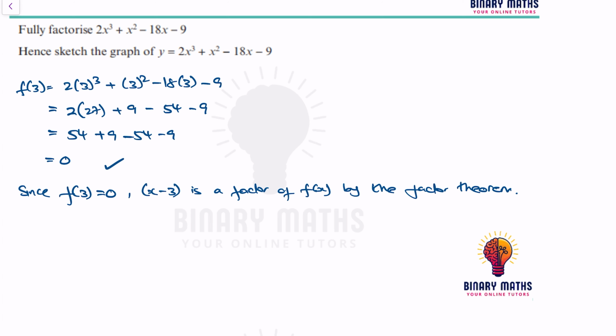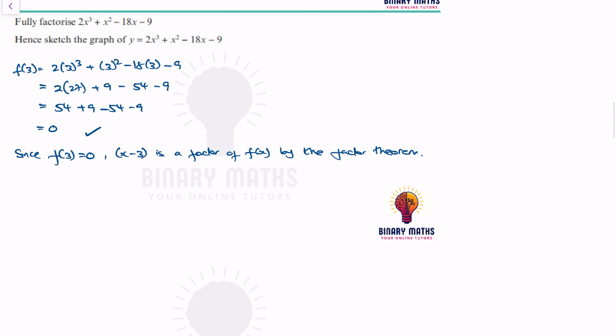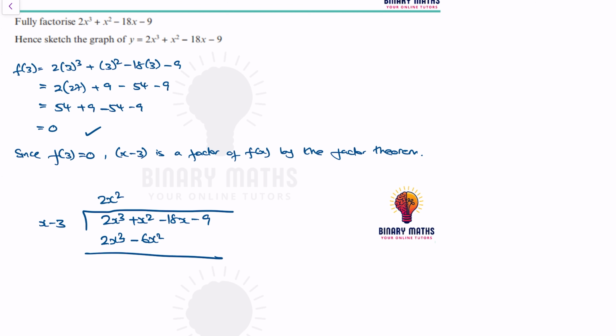Okay, so now I need to do a polynomial division to find my other factor. So that means I need to do 2x cubed plus x squared minus 18x minus 9 divided by x minus 3. X times what gives me 2x cubed? It's 2x squared. 2x squared times x gives me 2x cubed. Minus 3 times 2x squared gives me minus 6x squared. When I subtract it, the first term disappears, which is good. I get 7x squared minus 18x minus 9.